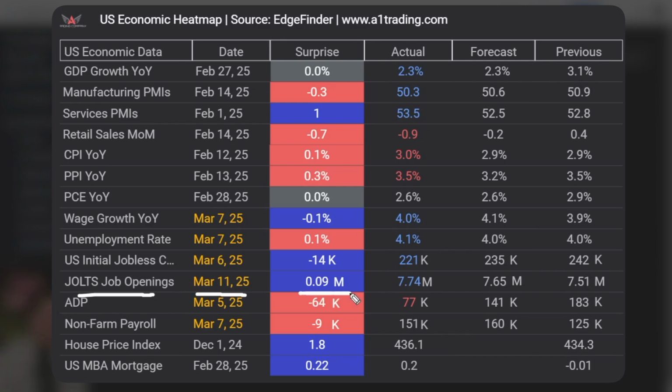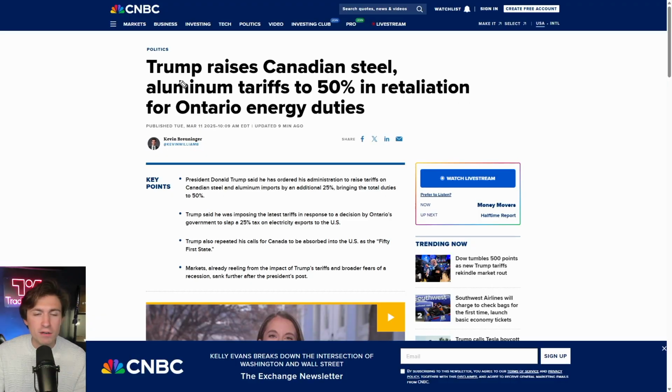And there it is, the slightly better than expected JOLTS job openings report this morning, which sort of tried to buoy stock markets higher, but has largely not been enough. I mean, this market is really fearful on some headlines right now. Speaking of headlines, check this out.